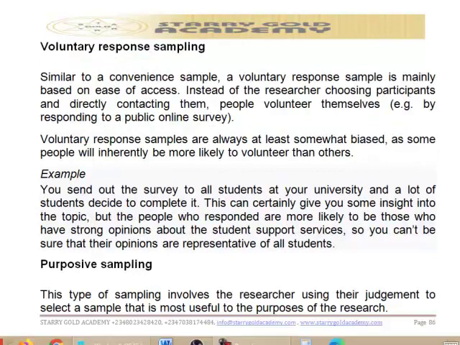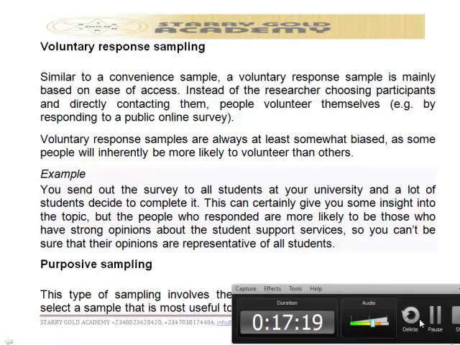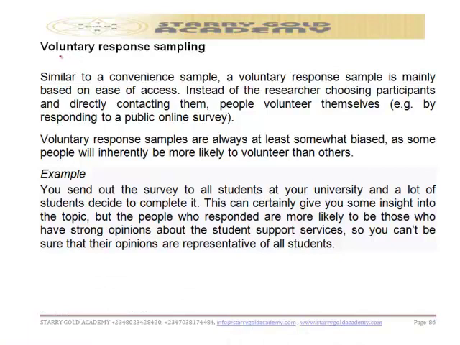Another one, the second type under non-probability, is voluntary response sampling. This is similar to a convenience sample. A voluntary response sample is mainly based on ease of access, and instead of the researcher choosing participants and directly contacting them, people volunteer themselves. Understand? That is a voluntary response. People volunteer themselves. So voluntary response samples are always at least somewhat biased, as some people will inherently be more likely to volunteer than others.